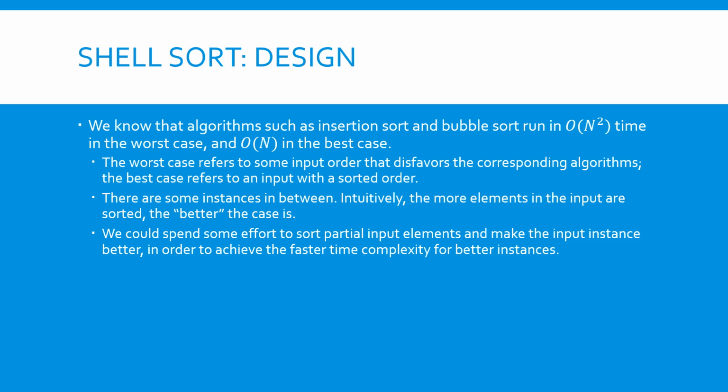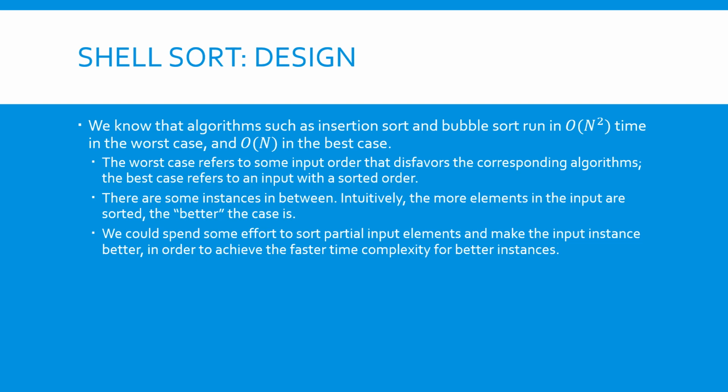Let's begin with motivating the main idea of the shell sort algorithm. Recall that insertion sort and bubble sort run in O(n squared) time in the worst case and O(n) in the best case. Note that by the worst case, we mean an input order that disfavors the corresponding algorithm, and by the best case, we mean that the input elements are already sorted.